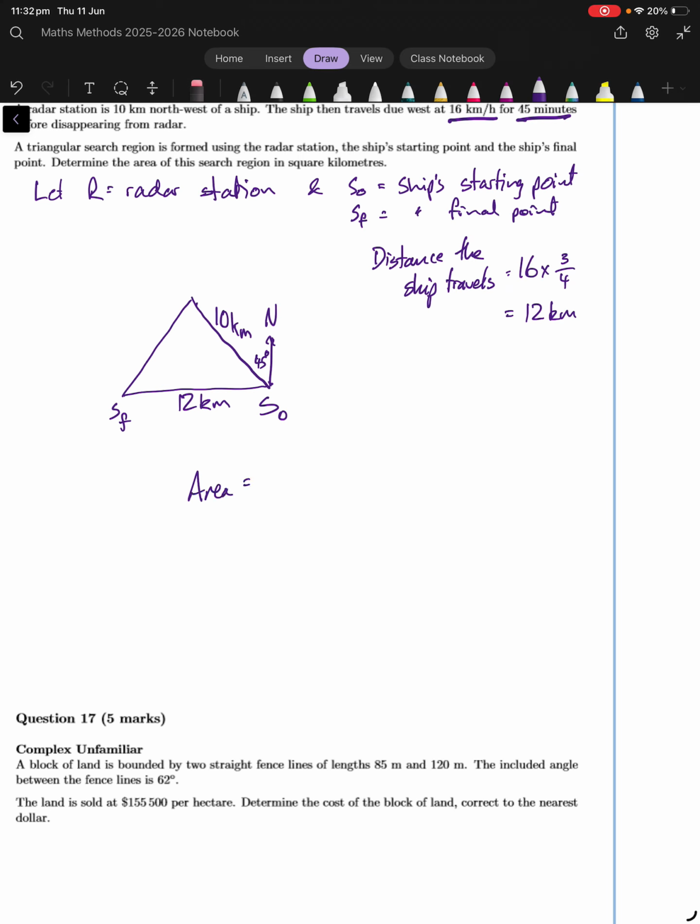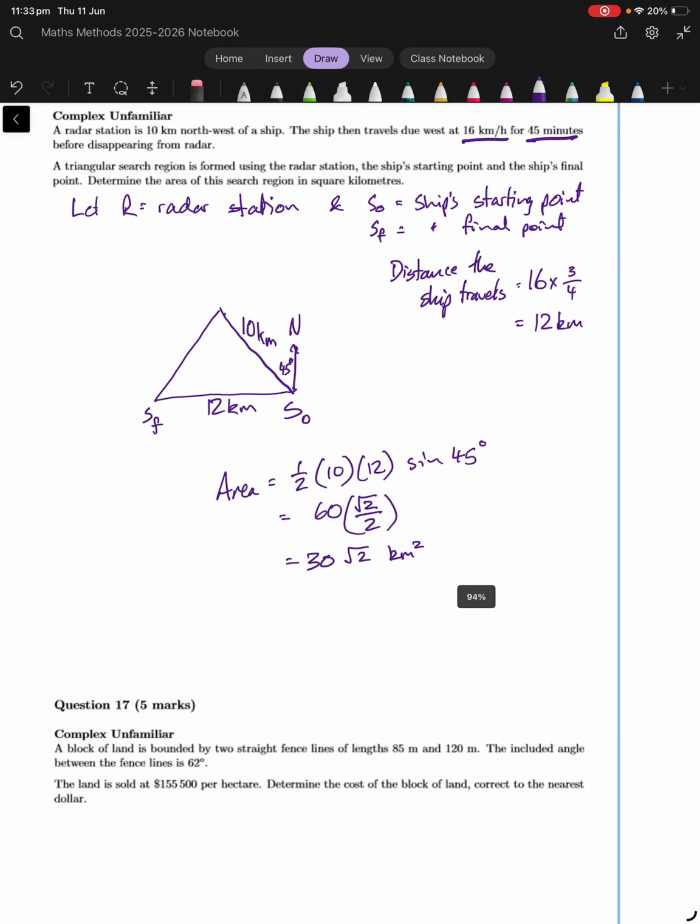And the area, of course, is a half ab sine C, so that's a half by 10 by 12 sine 45. This is actually on the calculator paper, but that would be very reasonable on a non-calculator paper. And we're going to get 60 and then the sine of 45, root 2 over 2, or 30 root 2. We have the units for this. These are in kilometres. So it'll be square kilometres for an area. And we're done.